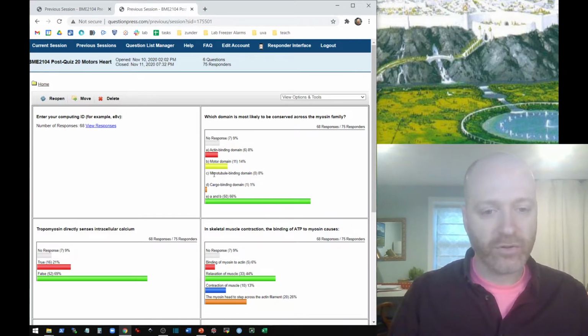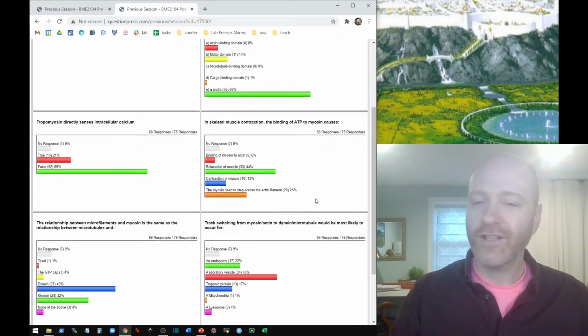And then microtubules, this is also another obviously wrong answer. The correct answer that we were looking for is A and B. We would expect the motor domain to be conserved, and also this specific part of the motor domain, the actin binding surface of the motor domain, would also be expected to be conserved.